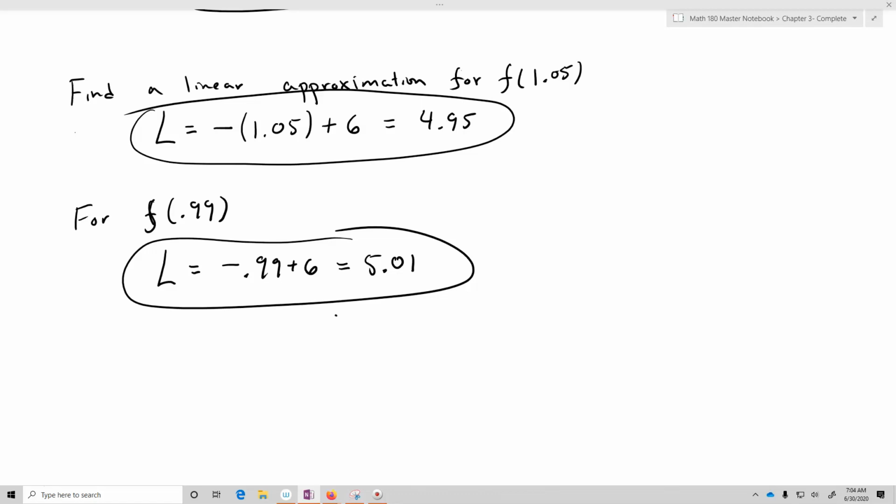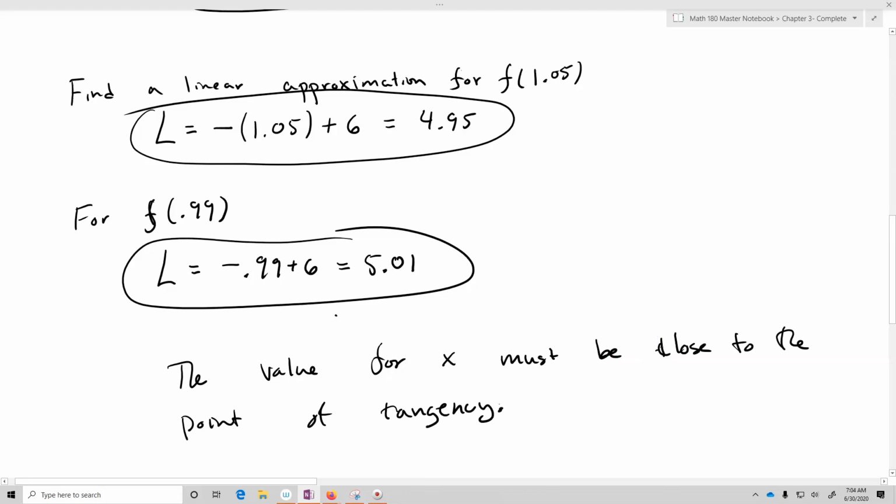Now, important, the value for x must be close to the point of tangency. Remember, the linear approximation is only good if we're close to the point of tangency. If you're not close to the point of tangency, then you can't use the linear approximation, because the linear approximation would end up being really far away from the function.